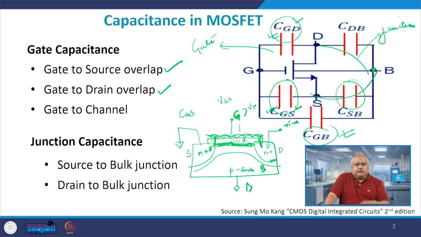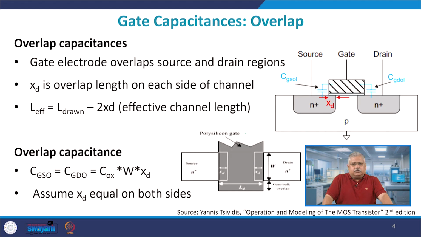When we do a transient analysis, these factors will come into picture. Let us deep dive into gate capacitance and overlap capacitance. As I was discussing with you, once this N plus region is my source, and this is my drain side, now the overlap capacitance which you see here.